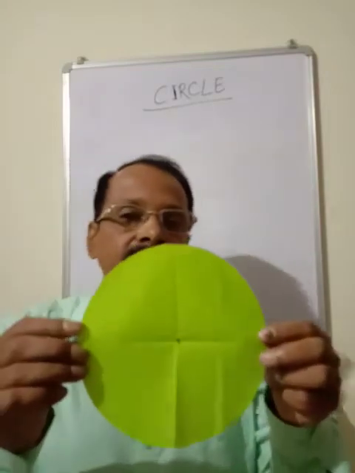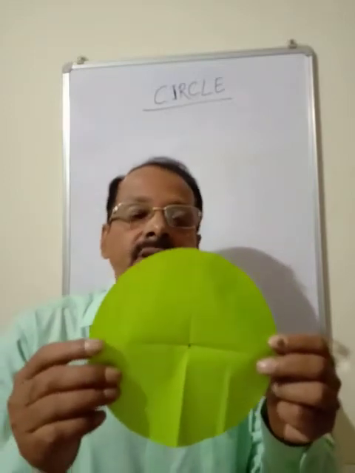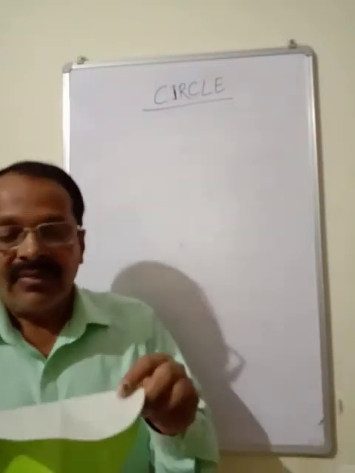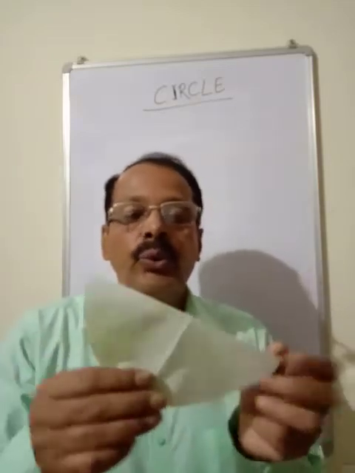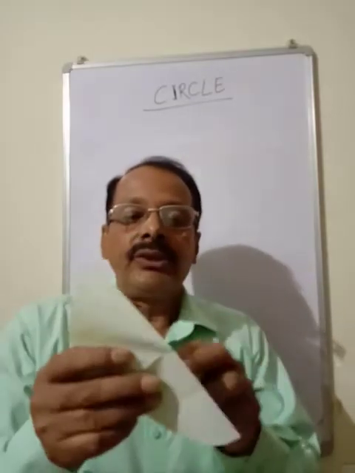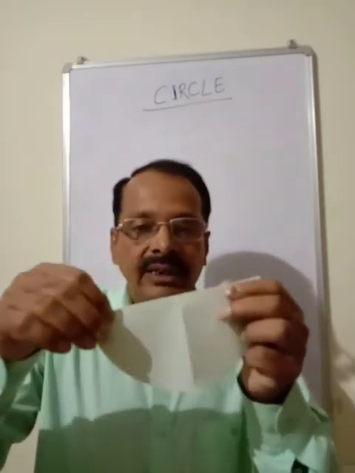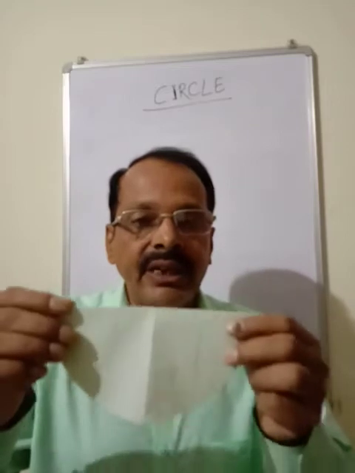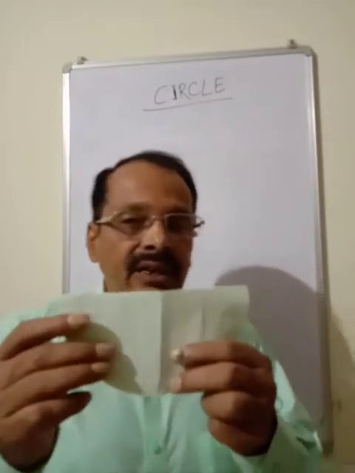From all sides it is already closed. Now I am going to fold it into two equal parts. So this is a half circle, and half of the circle is called a semicircle.